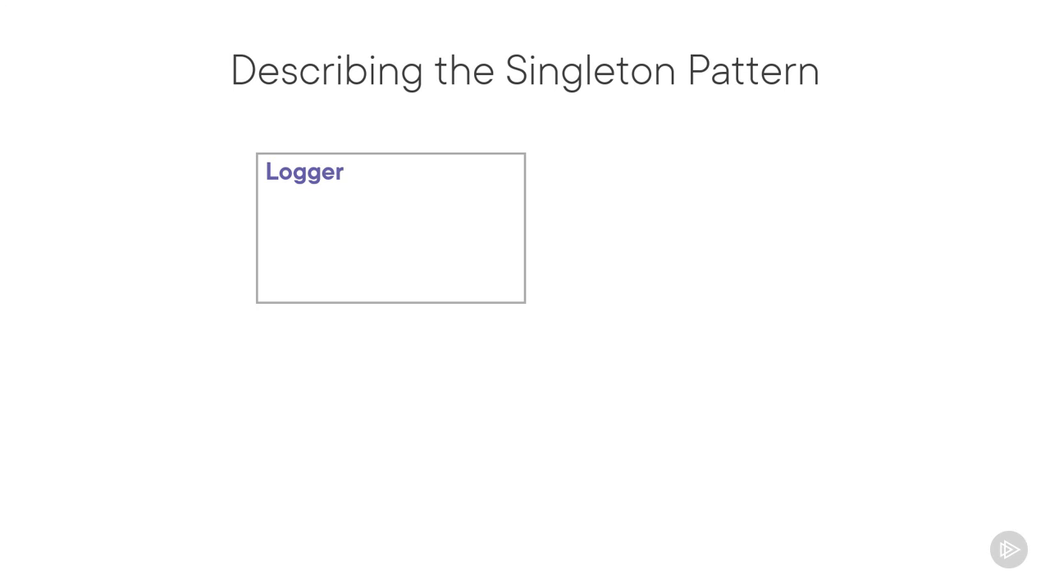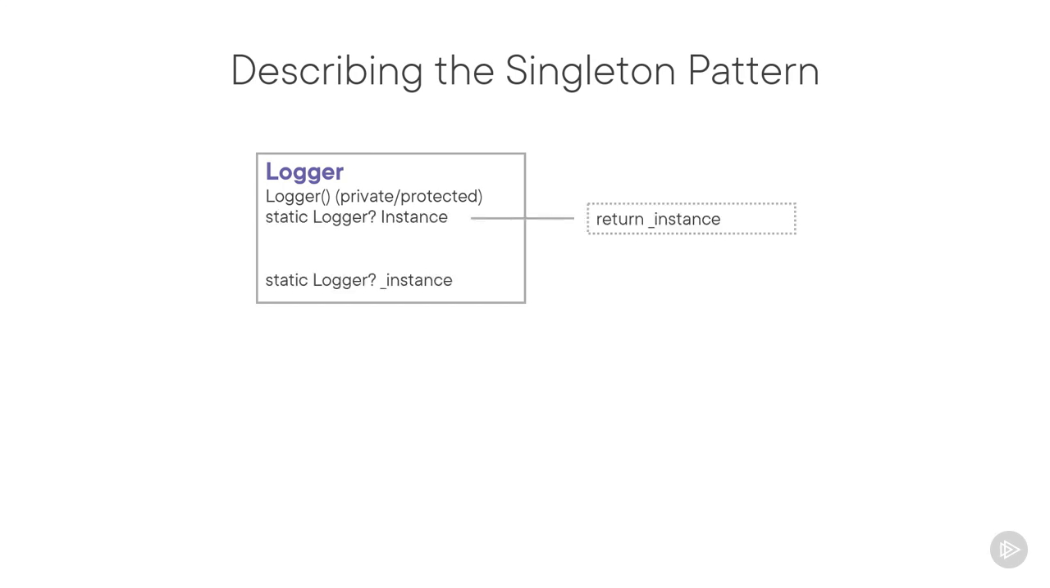To make our logger class responsible for managing its only instance, we should make its constructor private. Like that, other parts of the code cannot directly instantiate our logger. If you want to allow subclassing the logger, a protected constructor is also acceptable. Next to that, the logger class will contain a method or property in a modern language like C# 10 that will return the instance of itself. For example, an instance property with a private backing field.